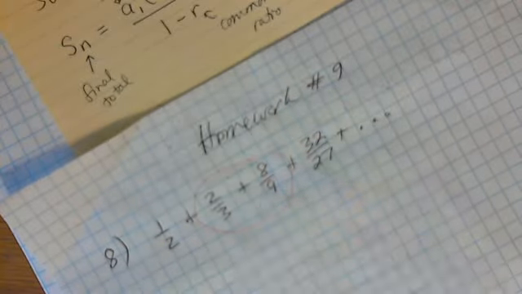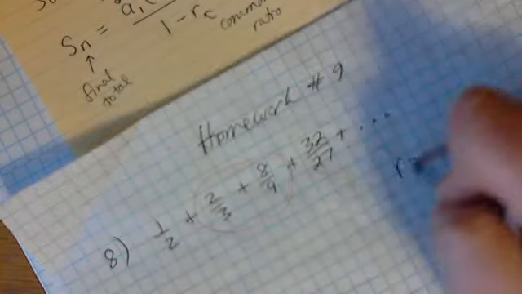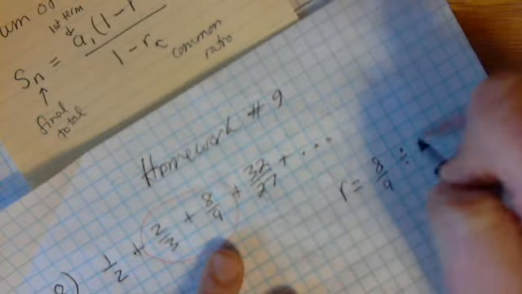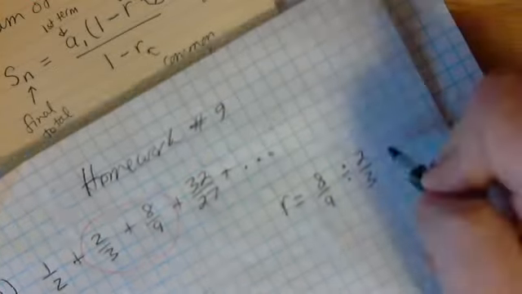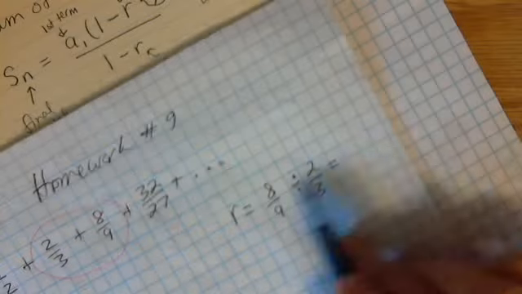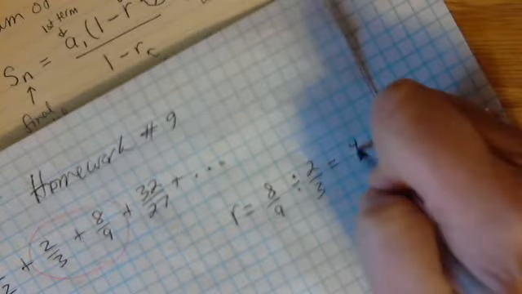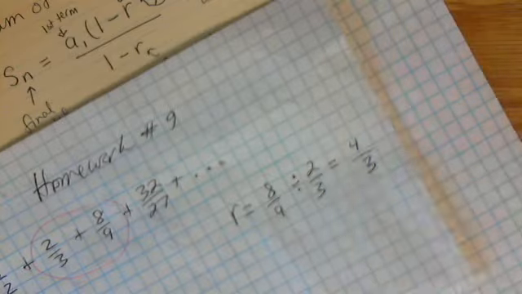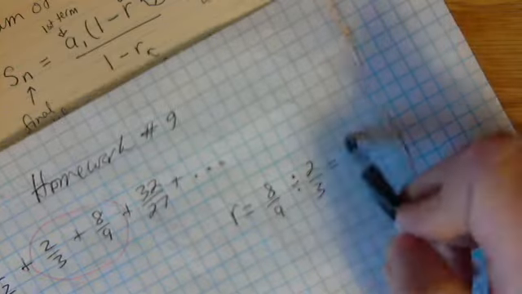These two are going to be easy to work with, because my r is going to equal 8/9 divided by 2/3. This is an easy fraction division problem because I can actually divide the numerators and divide the denominators and get nice integers in both places. 8 divided by 2 is 4, and 9 divided by 3 is 3. So our common ratio is 4/3.